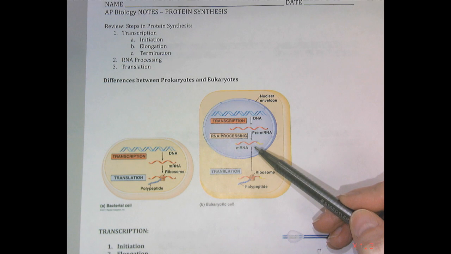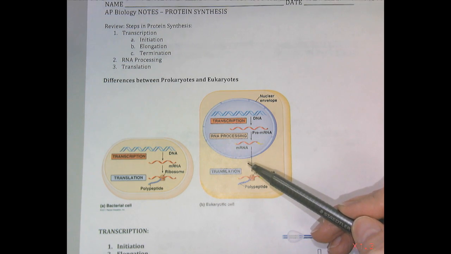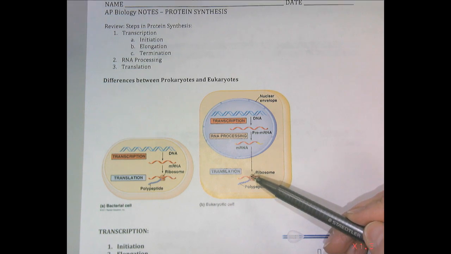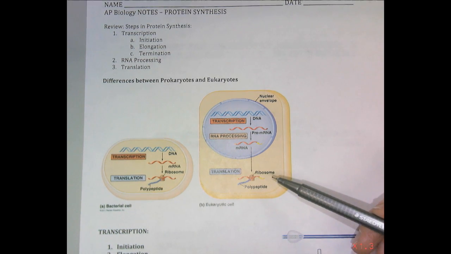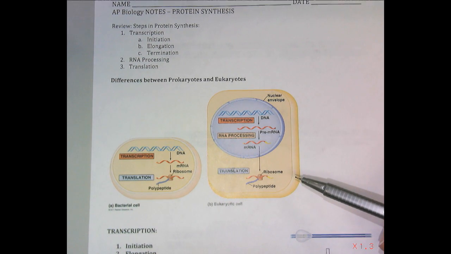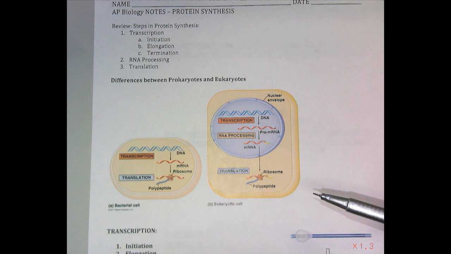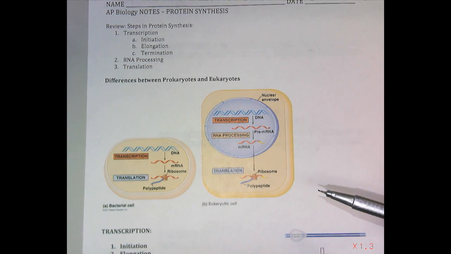And then we'll have a mature mRNA molecule, and that mature mRNA can then exit the nucleus and find its way to a ribosome where it will be read in a similar manner to the way that it's done in prokaryotes. And then we end up producing a polypeptide, and then we're finished with protein synthesis. So keep watching for the next video because we will talk about the details of transcription.